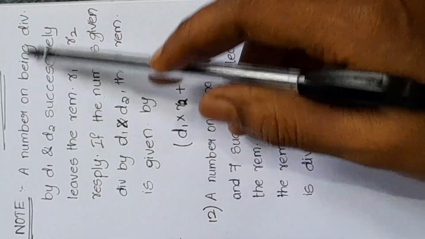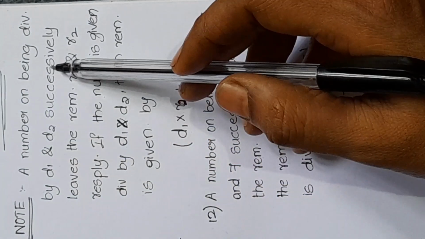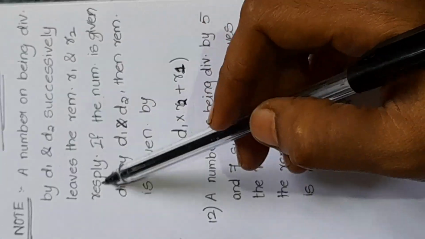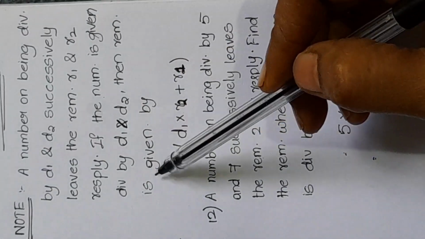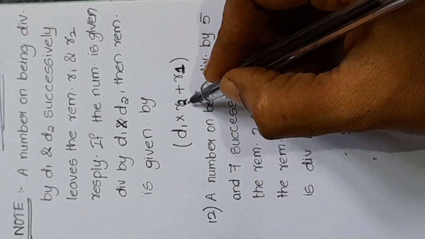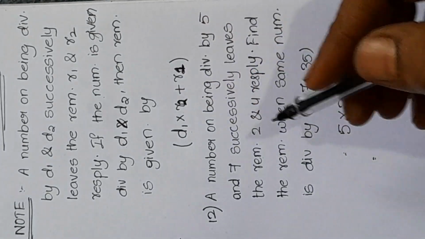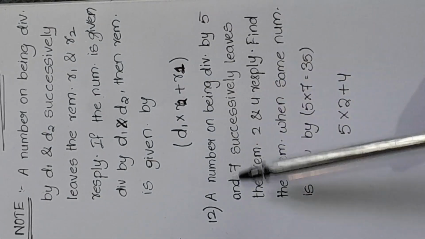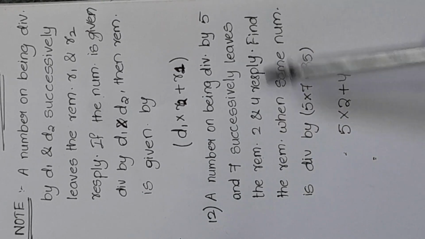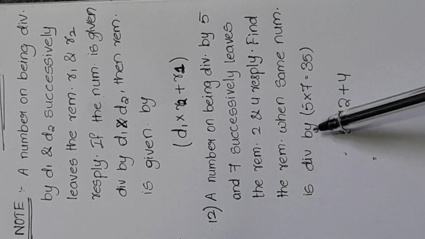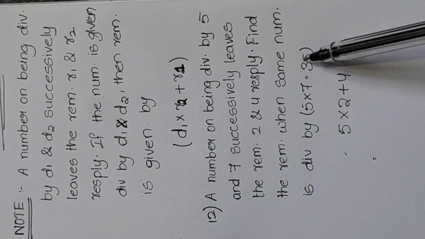Another model: a number on being divided by d1 and d2 successively leaves the remainder r1 and r2 respectively. If the number is divided by d1 into d2, then the remainder is given by d1 into r2 plus r1. Let us see a question. A number on being divided by 5 and 7 successively leaves the remainder 2 and 4 respectively. Find the remainder when the same number is divided by 5 into 7, that is equal to 35.